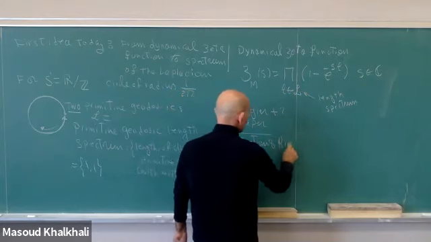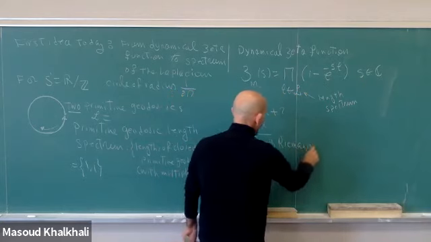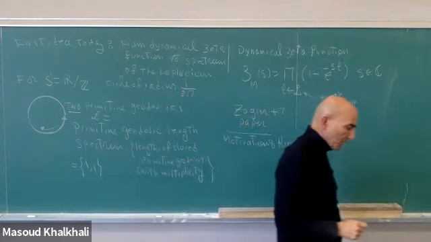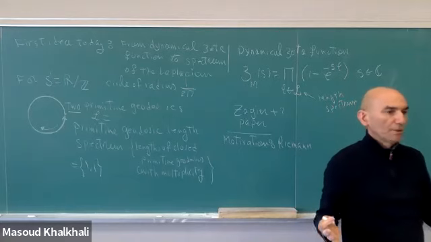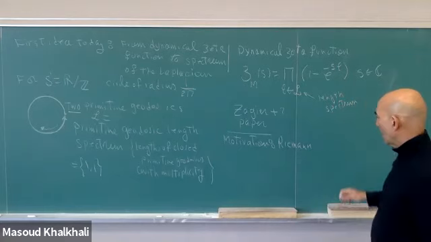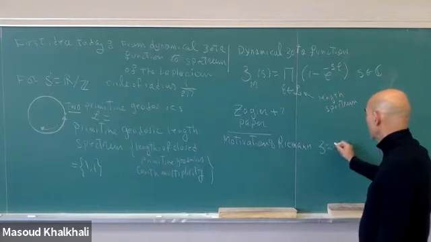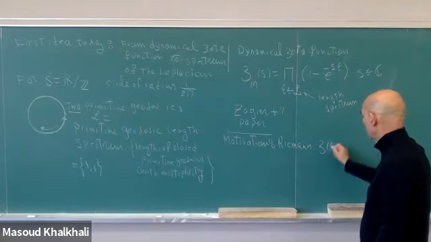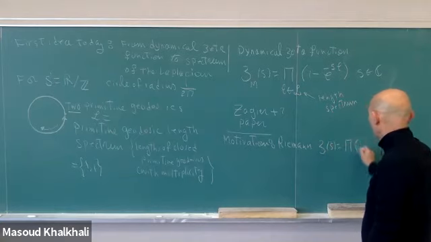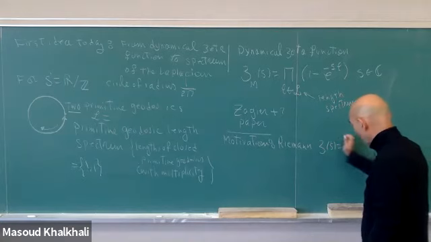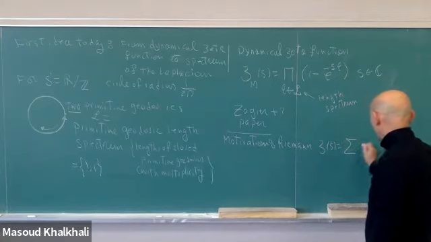Riemann. The Riemann zeta function has two definitions, and they happen to be the same. Of course, one of them is the sum of 1 over n to the s.